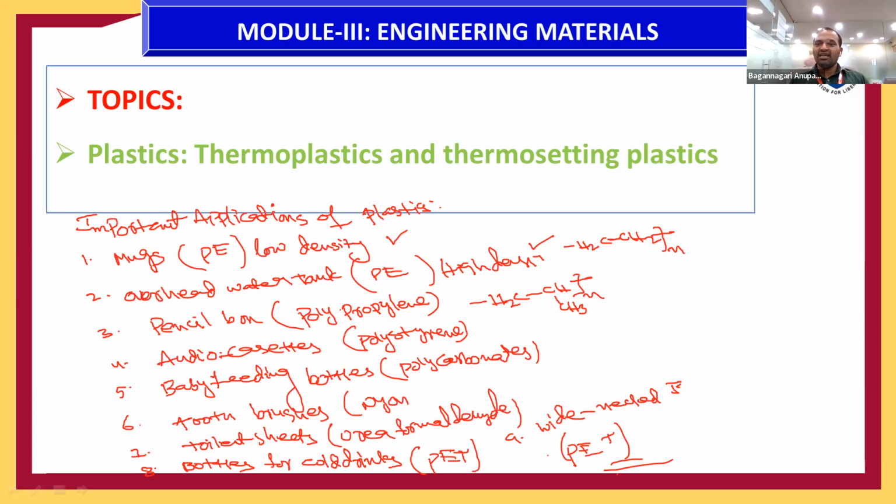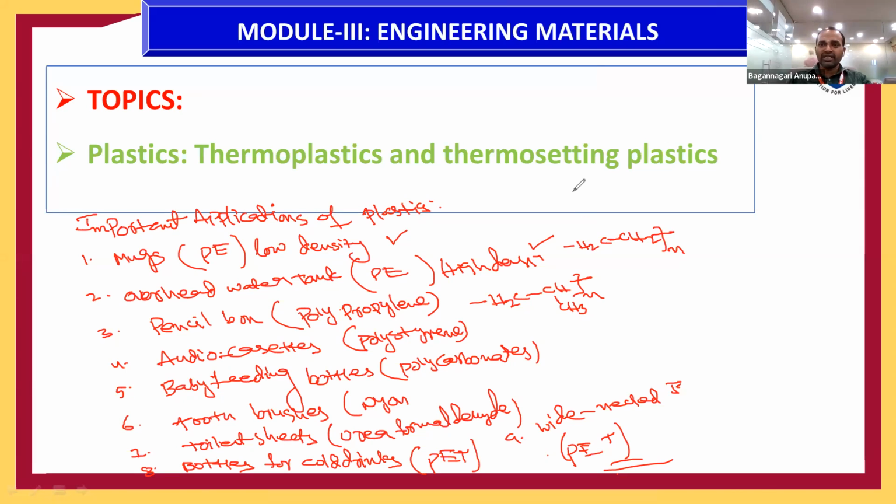Okay, and elastic type materials are prepared by nylon 66. Bottles for cool drinks, juice and beers are prepared by polyethylene terephthalate, and wide necked jars are also prepared by polyethylene terephthalate. So this is about the important properties and important applications of plastics.